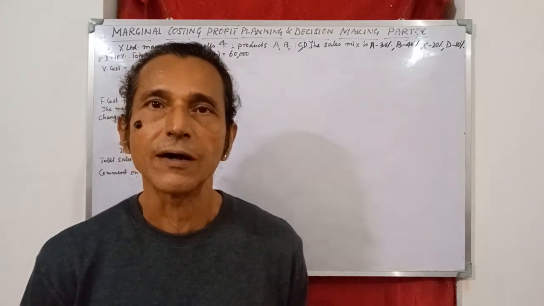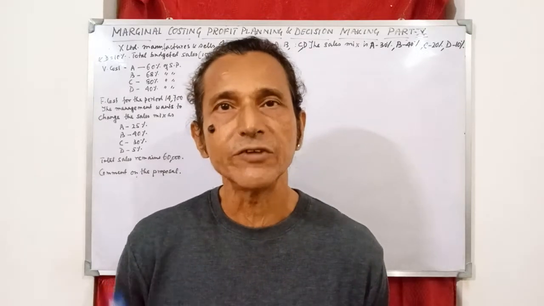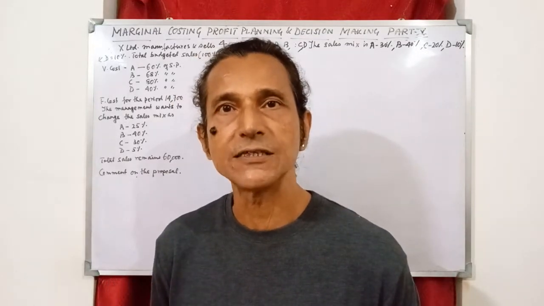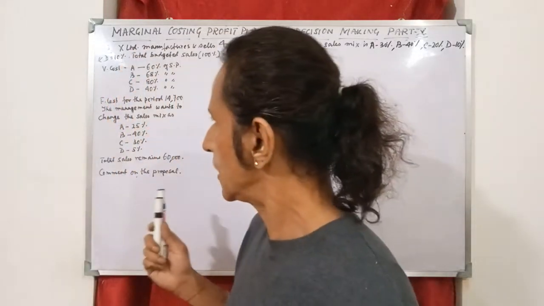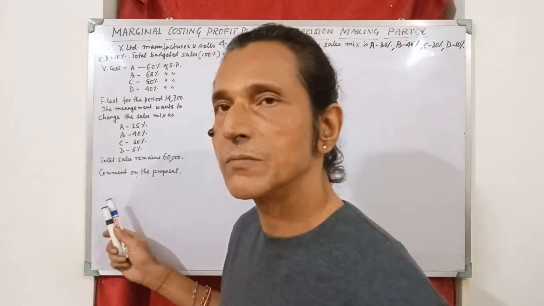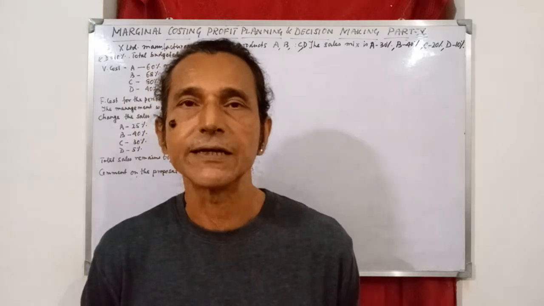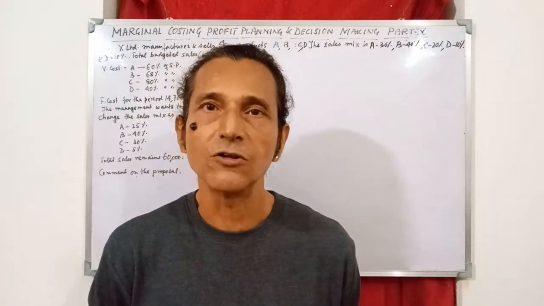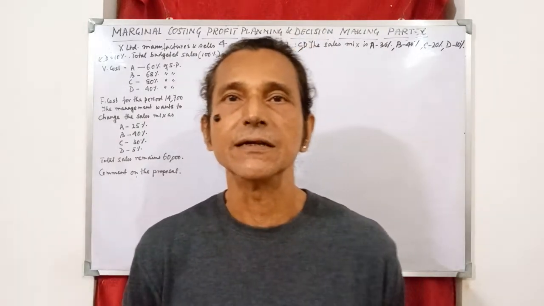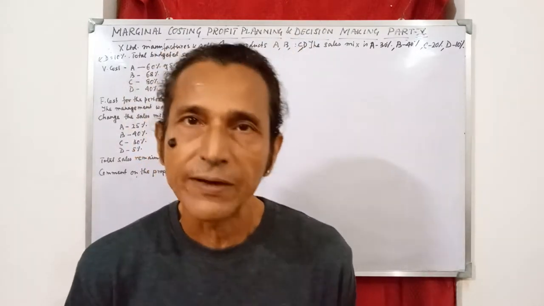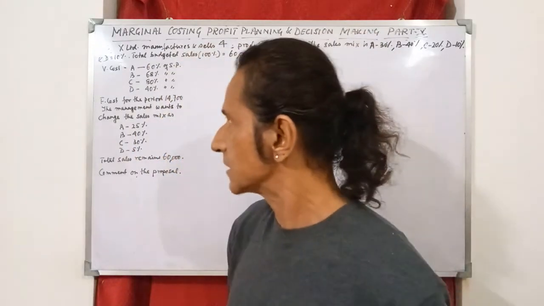This is part 4 of marginal costing, profit planning and decision making. In every part, you will get some inclusive problems, and here too I shall solve one inclusive problem on decision making by applying marginal costing techniques, that is CVP analysis or cost volume profit analysis, and BEP analysis, that is break even point analysis. In fact, BEP analysis is a part of CVP analysis, right? So let's get into the problem.